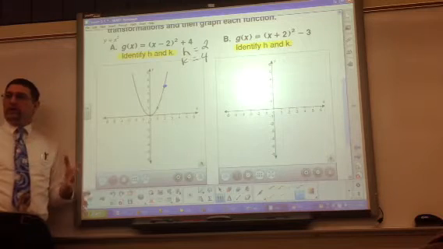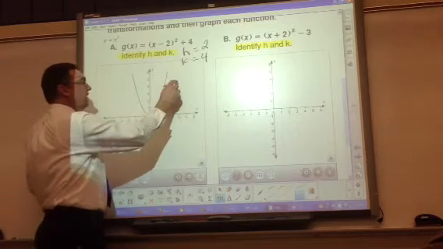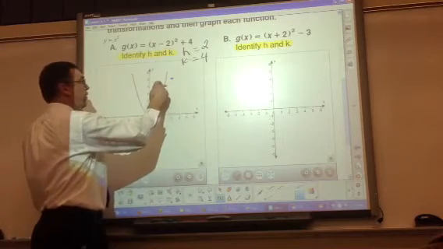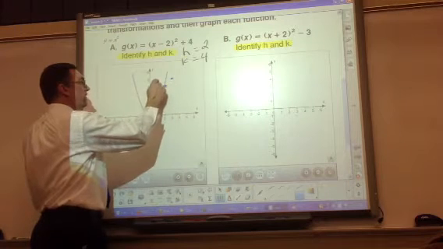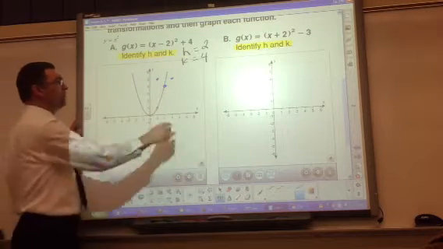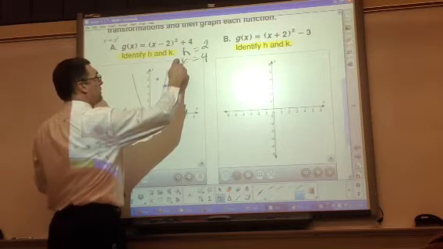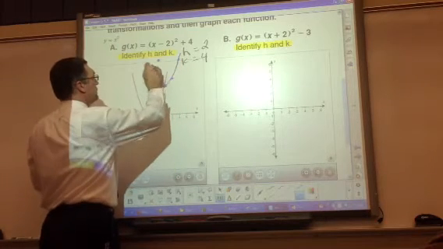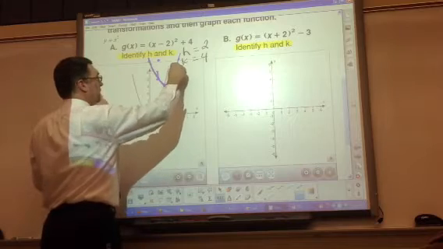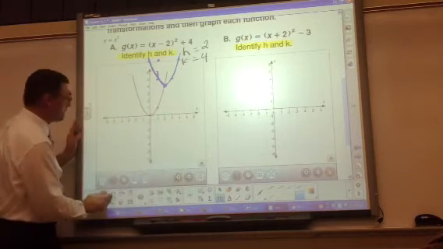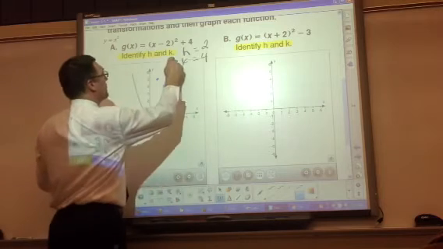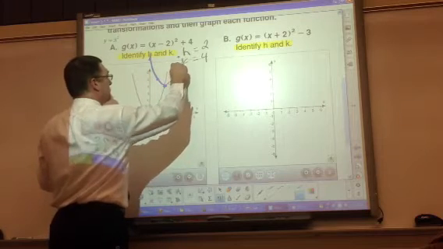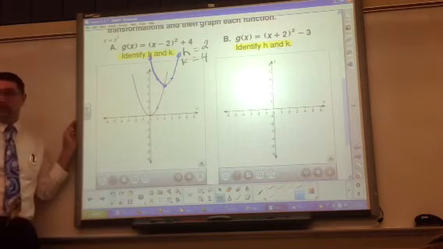Now since I haven't done any stretching or shrinking, from that point I just take my normal quadratic function and go 1 to the right and up 1, 1 to the left and up 1. And then you go 2 to the right and up 4, 2 to the left and up 4. And then I'll draw my graph. And there's my transformed graph.